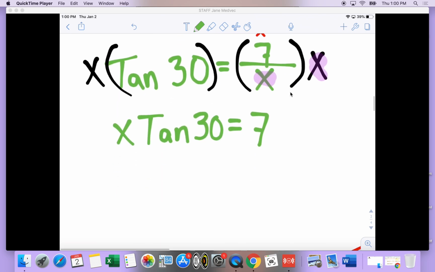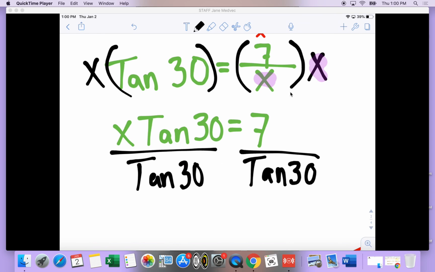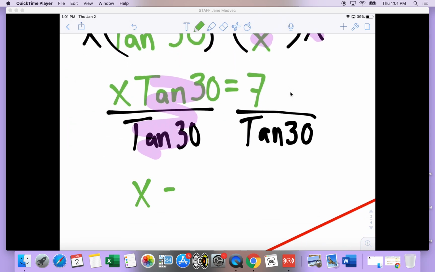All right, now I want x by itself, and you'll notice it's attached to the tangent, and it's attached by multiplication. So to get rid of that tan 30, I'm going to divide. So I'm going to divide both sides by tangent 30. And what that does is it cancels out these two pieces. So what I end up getting is x equals 7 over tangent 30.